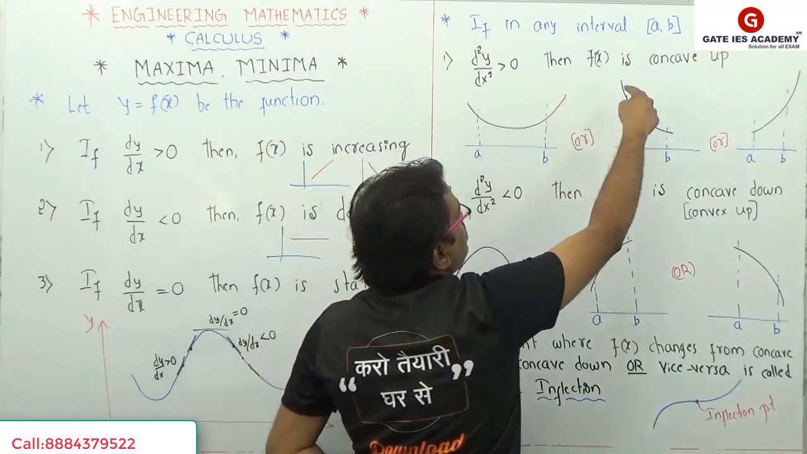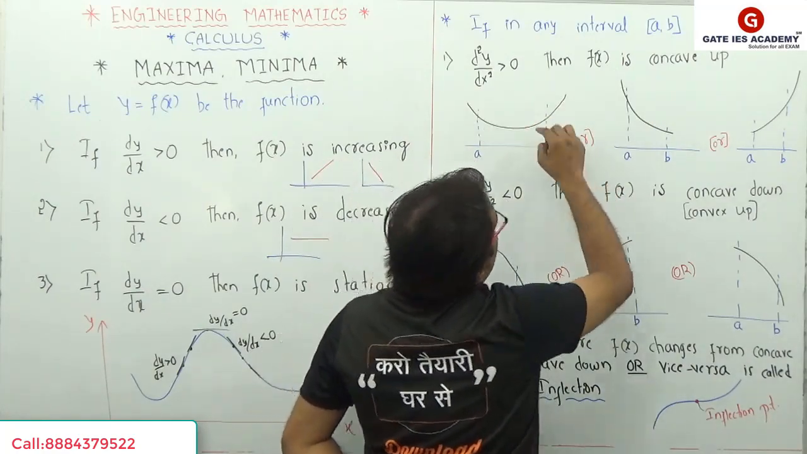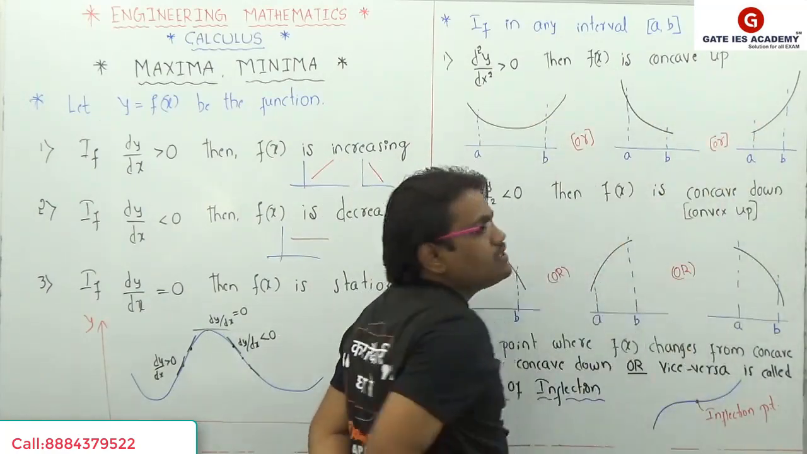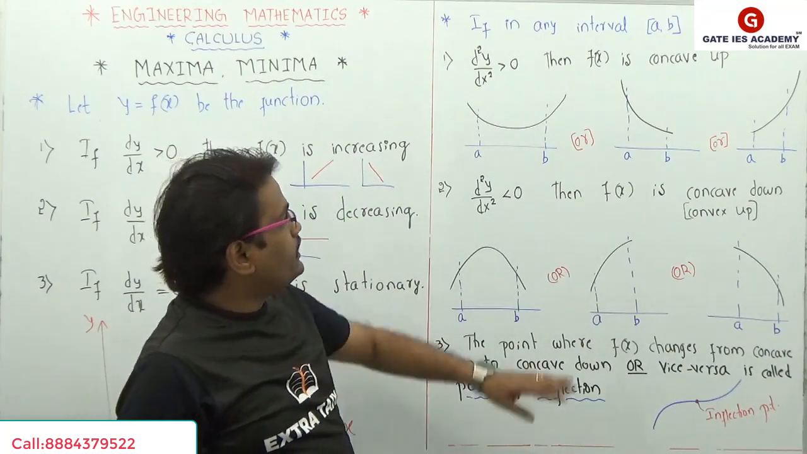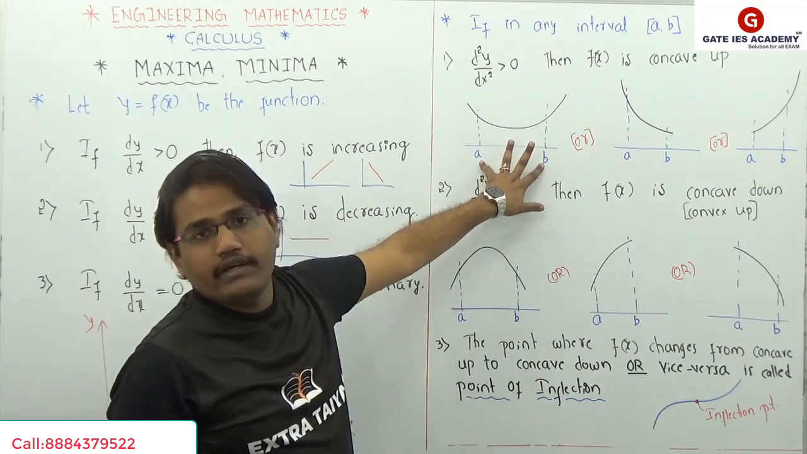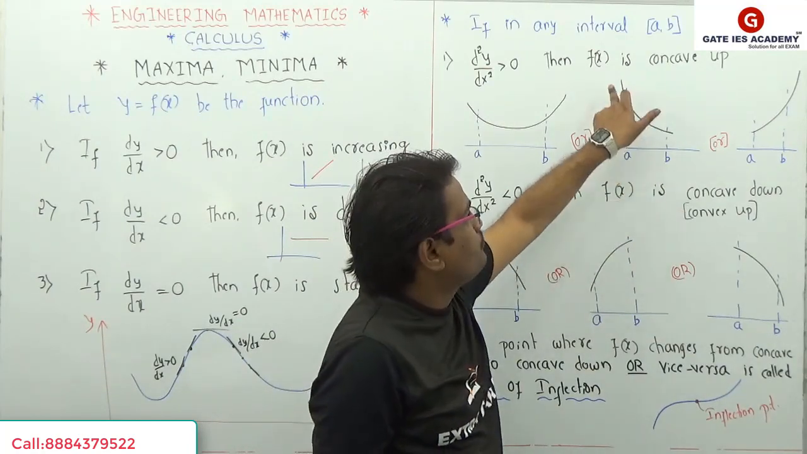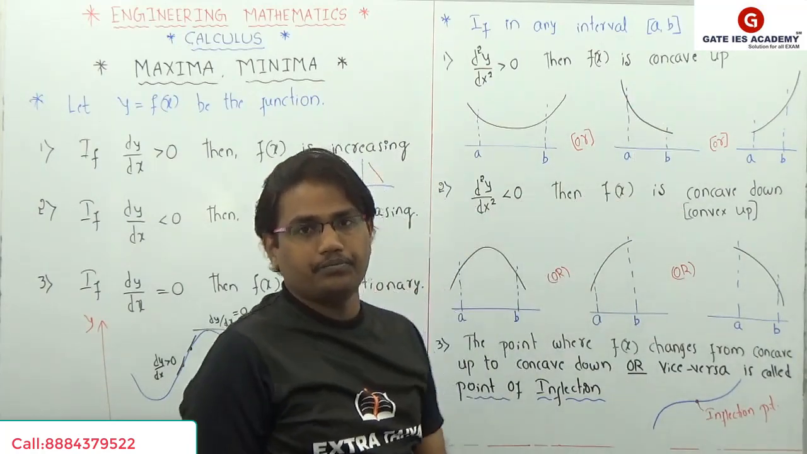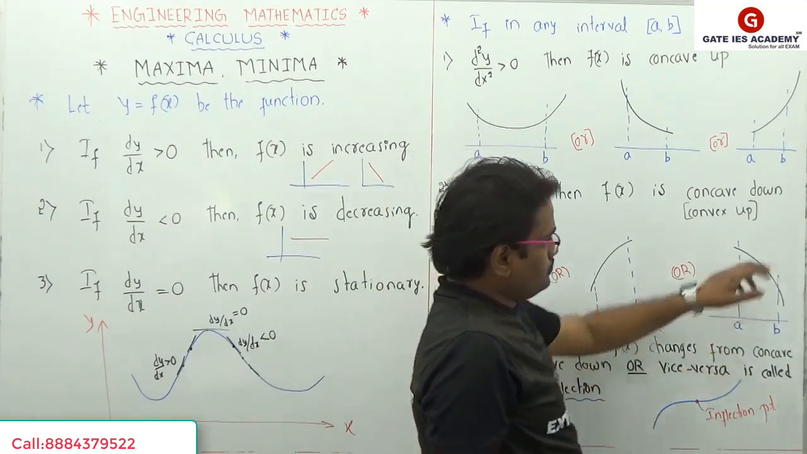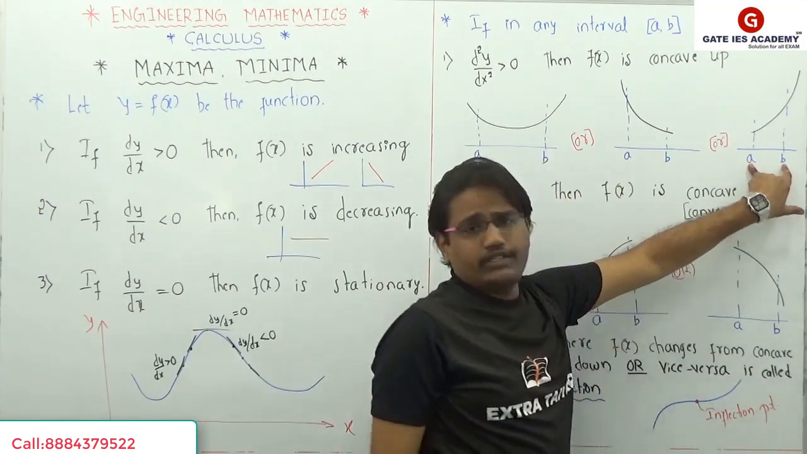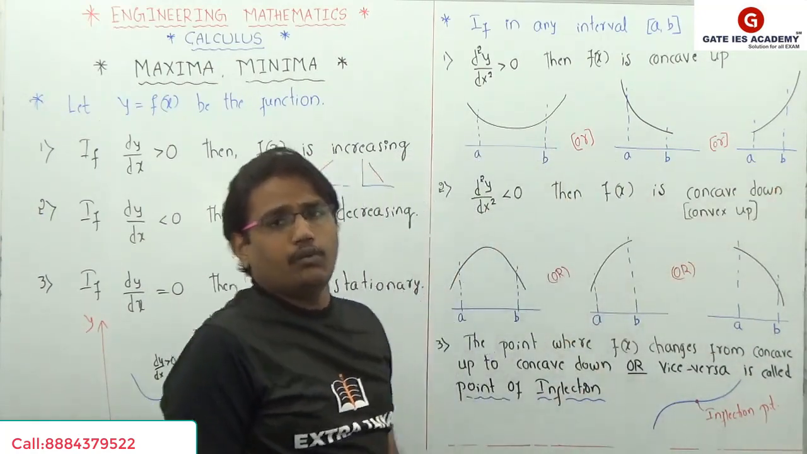Not only this one, even this half part or this half part, all are the same. The second derivative in this zone is positive. Here also, the second derivative in this zone, concave curve, is positive. So in this case also the second derivative is positive only.